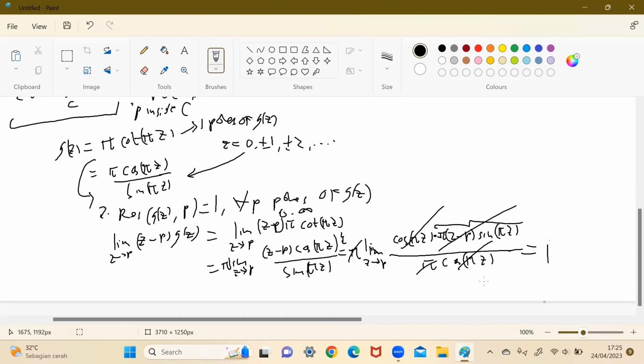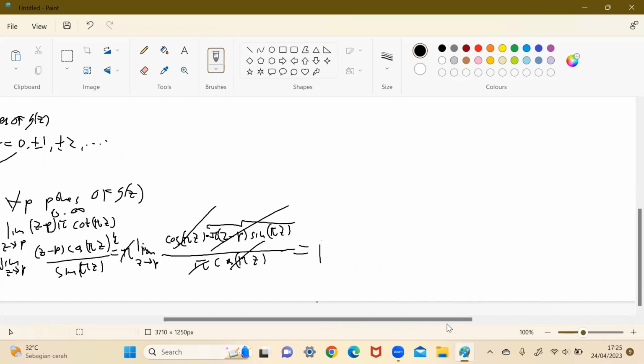Using these two neat properties, we will be able to utilize this function in our calculation of the doubly infinite summation. So let's take a look at the problem at hand.